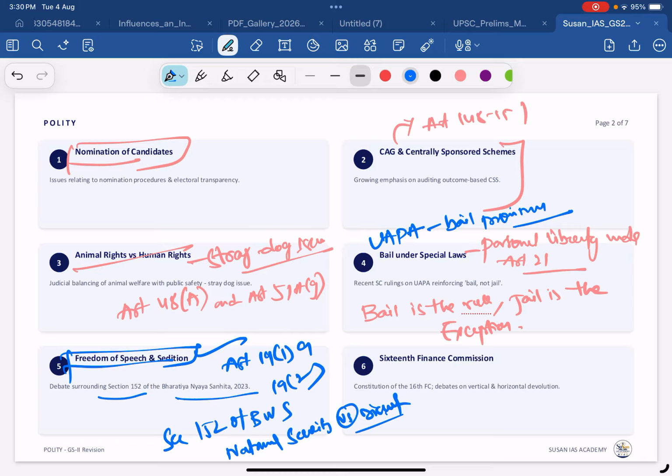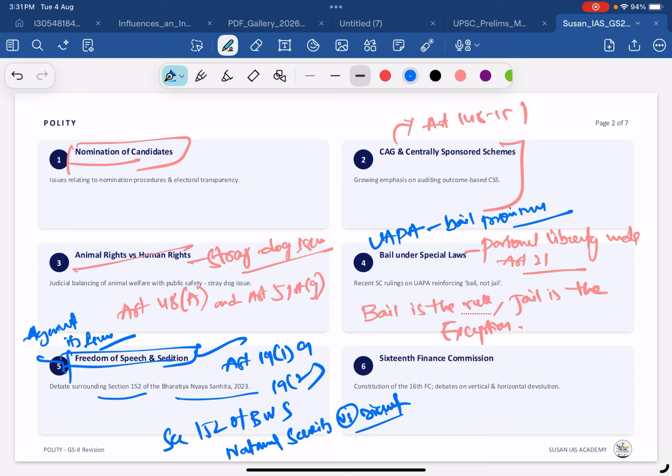So, national security with dissent is an issue under freedom of speech, along with important Supreme Court judgments and safeguards against misuse. And what are the safeguards against its misuse, against its issues? So these dimensions have to be covered in freedom of speech and sedition, right? Okay.